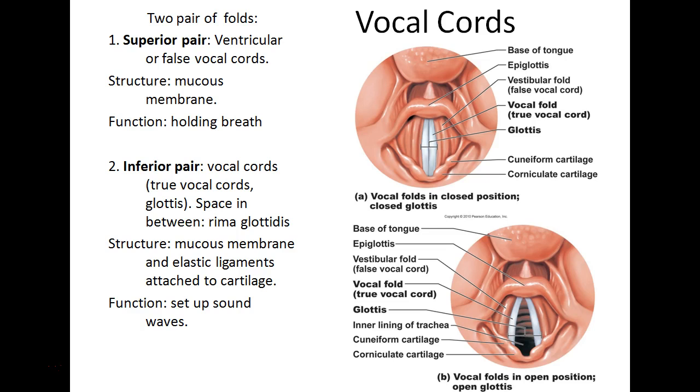We're going to have vocal ligaments that extend between the thyroid cartilages and the arytenoid cartilages. The vocal ligaments are going to be covered with a mucous membrane, and that's going to form the vocal folds. And it's these vocal folds which produce sounds and are sometimes called true vocal cords.